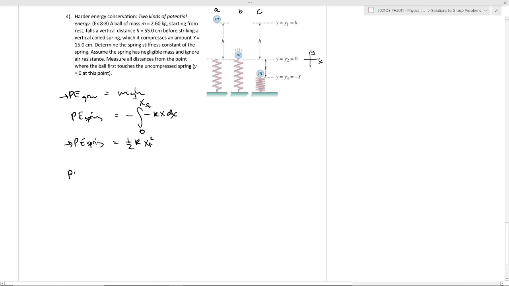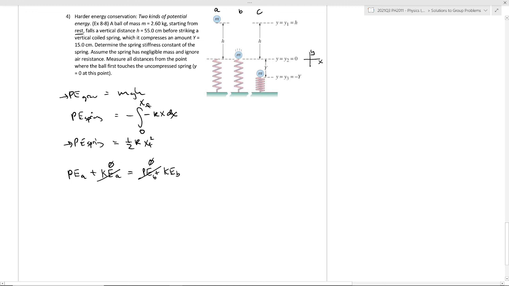We're going to note that, by conservation of mechanical energy, potential energy plus kinetic energy at A is going to equal the potential energy plus kinetic energy at B. Now notice, according to this coordinate system, and given the fact that this starts from rest, it will have no kinetic energy at A, and then at B, it will have no potential energy because it has no height and it has not compressed the spring.